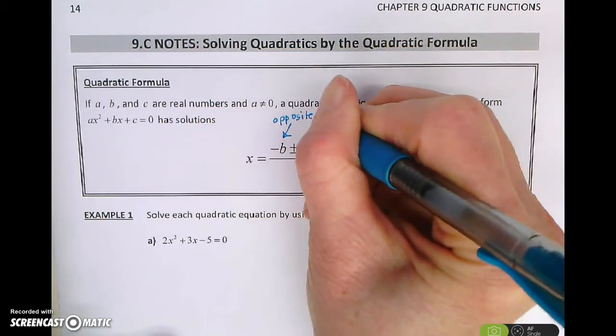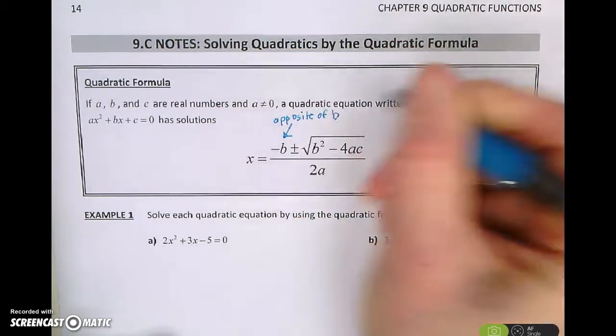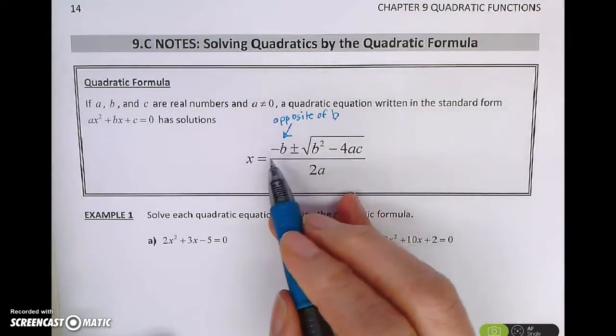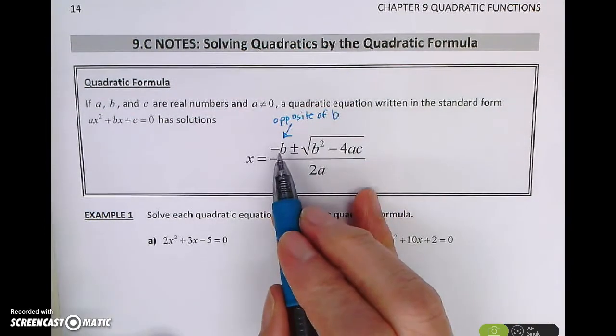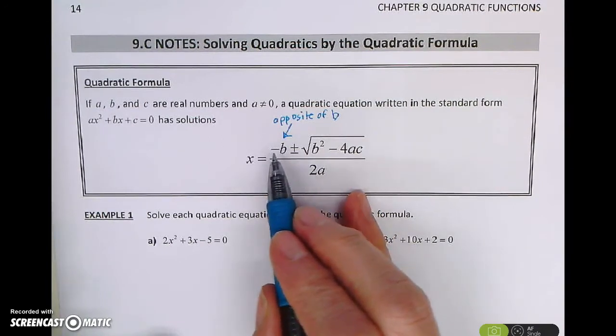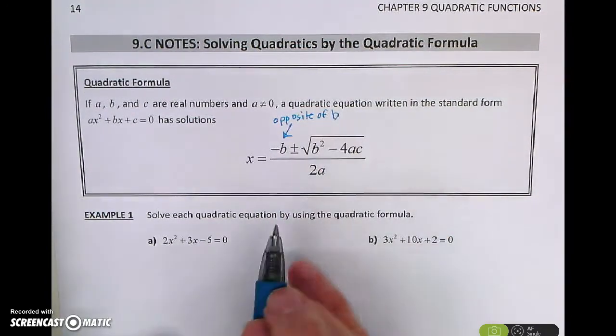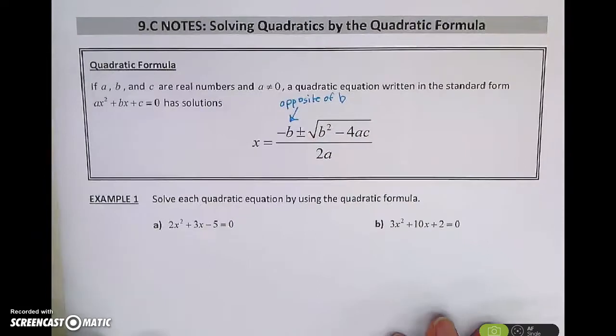And as we do this, we're really going to use this as the opposite of b. So if b is positive, this will be a negative. And if b itself is negative, then this is going to be a positive. So it's really not a negative b. It's the opposite of whatever b is. So let's go through and do a problem.